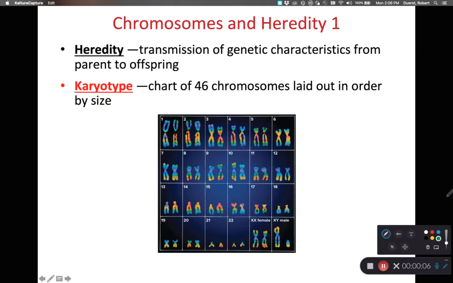So class, in this recording, we're going to continue our discussion of the human genome and how we pass our genetics on to the next generation. As we look at this process of passing our genetics from parent to child, it's useful to look at a karyotype.